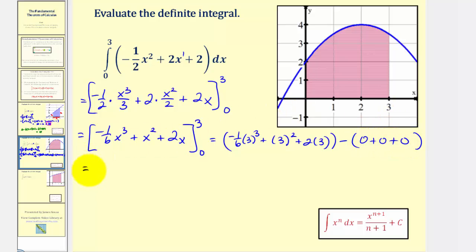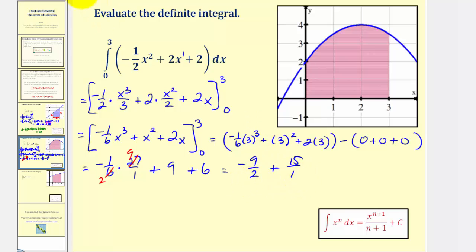So simplifying, we have negative 1/6 times 27, which we'll write as 27 over 1, and then plus 9 and then plus 6. Notice how we have a common factor of 3 here. There's two 3's in 6 and nine 3's in 27. So here we have negative 9 halves, plus 15, or plus 15 over 1.